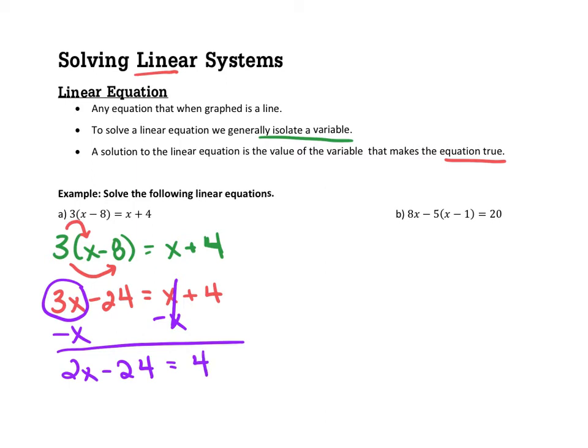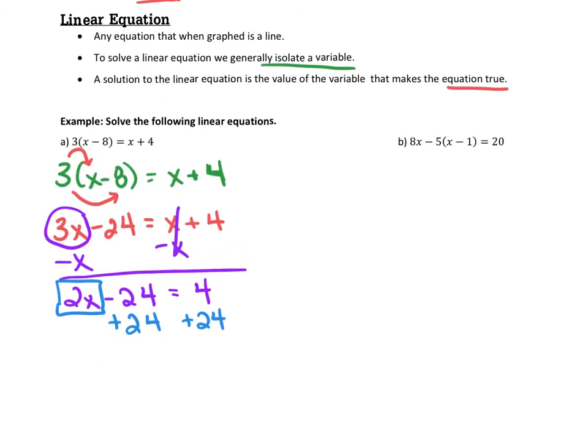From here, the next step is to get x by itself, so I want to isolate x. To do that, I'm going to undo the minus 24 by adding 24. These will cancel, and here's what I'm left with: 2x equals 24 plus 4, which is 28. Last step, undo the multiplication by dividing by 2 on both sides. This tells me that x is equal to 14.